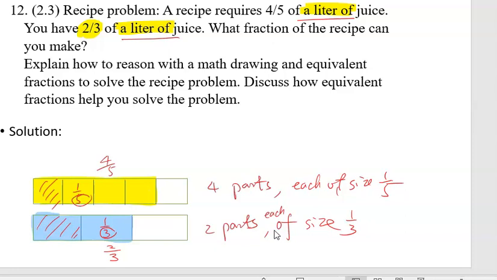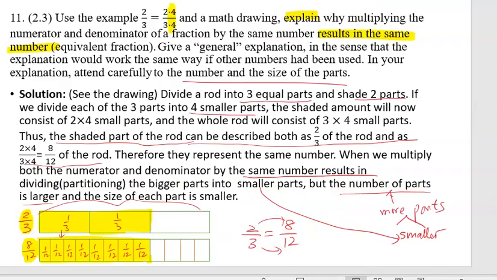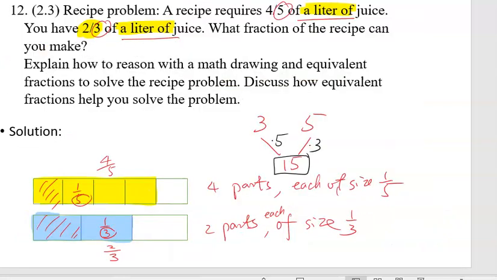To do that, we look at the denominators, 5 and 3. So we have 5 parts and 3 parts. How do we turn them into the same number of parts? We find a common denominator, 15, because we can multiply 3 by 5 and 5 by 3 to turn both of them into 15. And remember, when we convert a fraction to an equivalent fraction, we must do multiplication. So we multiply 3 by a number and 5 by a number to end up with a common number.